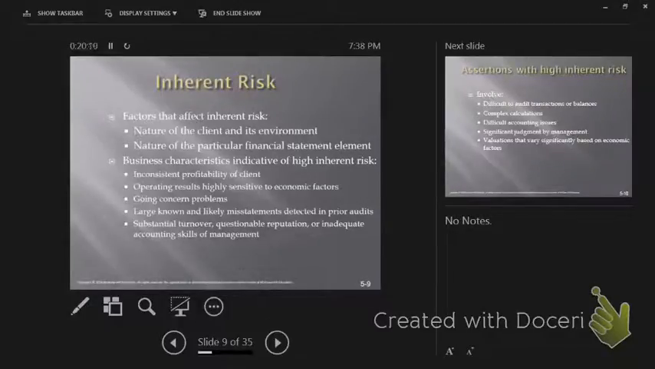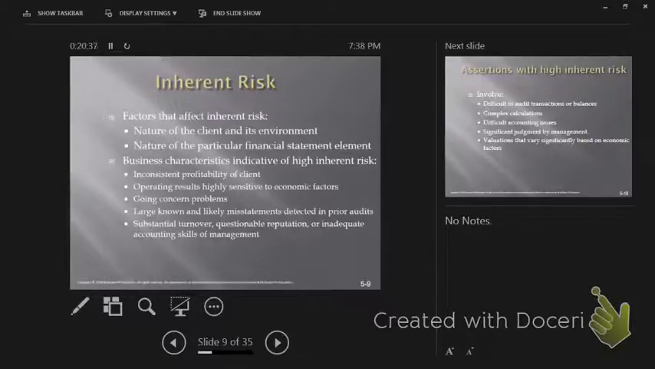And then the nature of the particular financial statement element. So you got to figure out, okay, what's the accounting department set up like? How many people are in the accounting department? Who do they report to? And then basically the characteristics that would make the inherent risk higher. Okay? Your first thing you want is you want to go in and be like, wow, I think the risk level is going to be low. Not, wow, I think the risk level is going to be high.